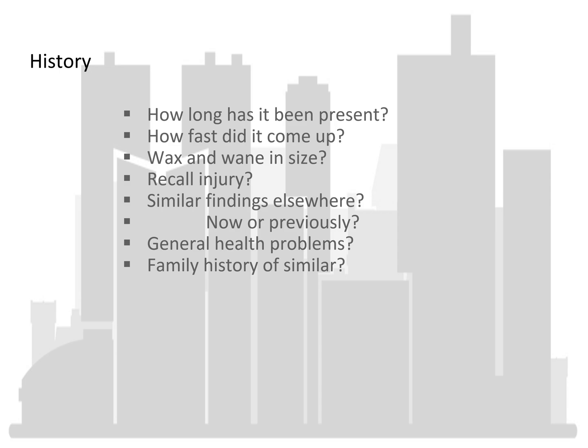And when you're evaluating these patients, it's really important to think of a few things. You want to know how long this mass has been present, how fast it came up. Does it vary in size? For example, the ganglion cyst classically will sometimes be larger, sometimes be smaller, a lot of times in reaction to activities. Find out if the patient recalls any sort of injury. Do they have similar findings elsewhere? And I always say, do you have a history of lumps or bumps anywhere else on your body, now or in the past? Any general health problems? And then a family history of any similar issues. And this can be very helpful for things like neurofibromatosis.